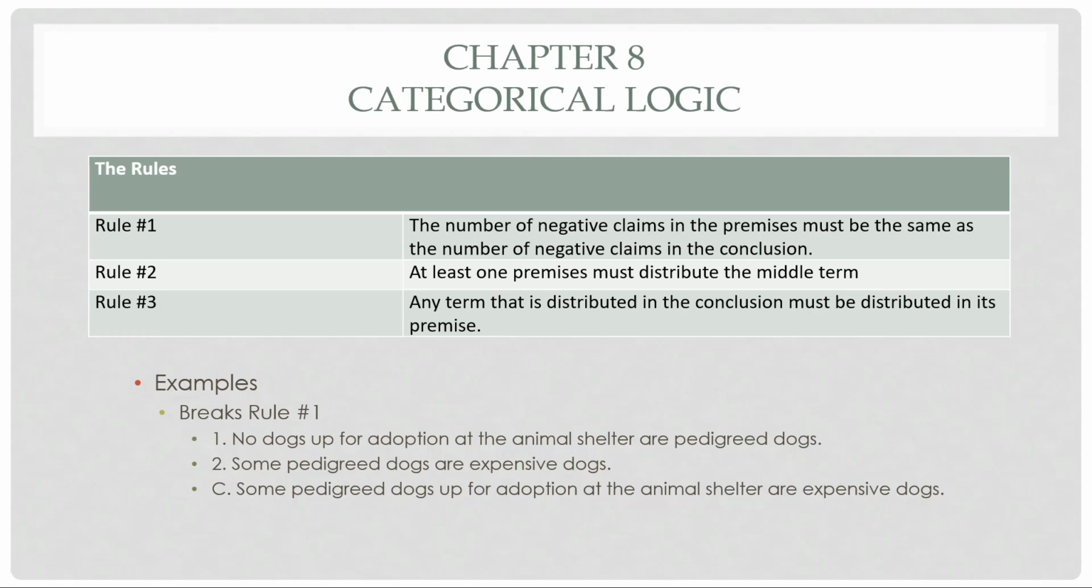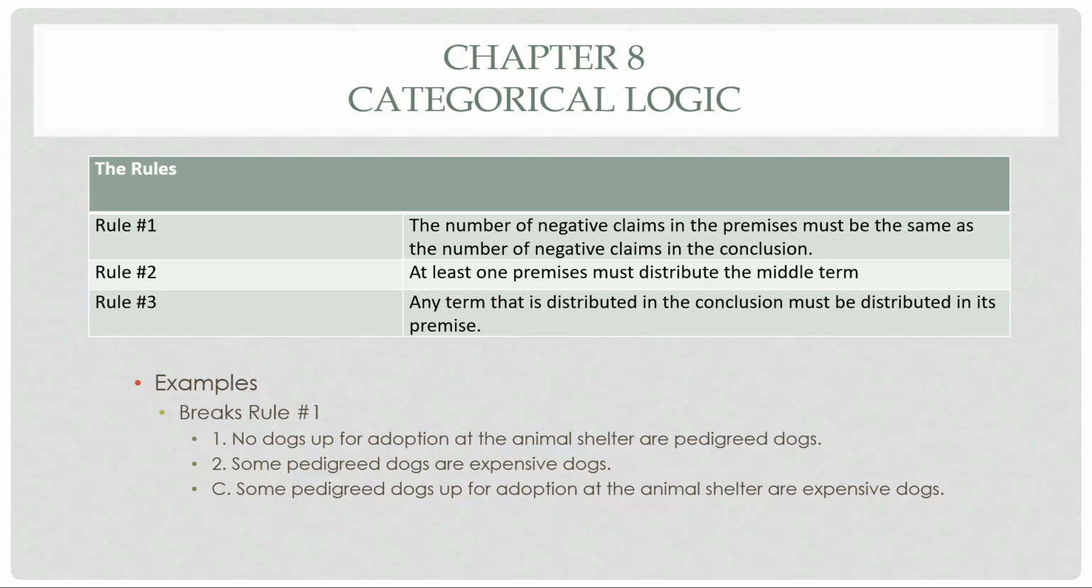It may not be valid, but if it's got one negative premise and one negative conclusion, then it can be valid. But if it has a negative premise but no negative conclusion, invalid. And of course, if it has two negative premises, automatically invalid because there's only one conclusion. So the only thing that could be valid would be one negative premise, one negative conclusion.